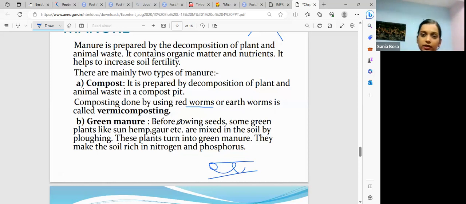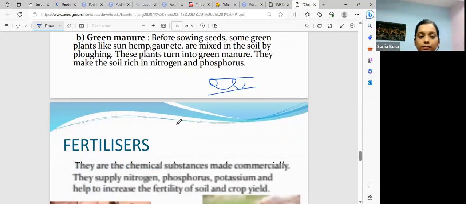So you have two methods. Either you can produce compost and then mix it with the soil, or when you are sowing the seeds, along with that you can put these plants like sun hemp, guar, etc. Clear? Okay, ma'am.